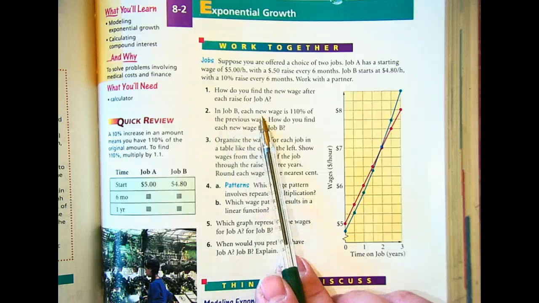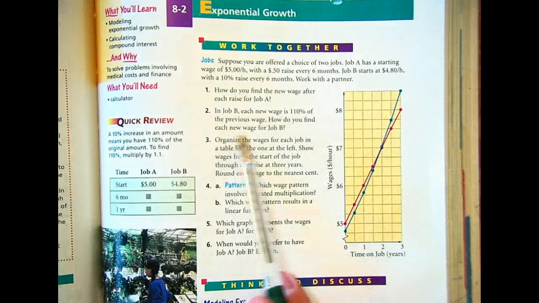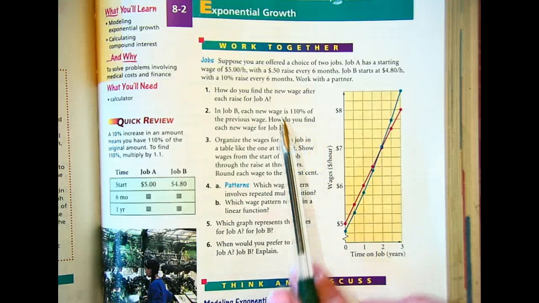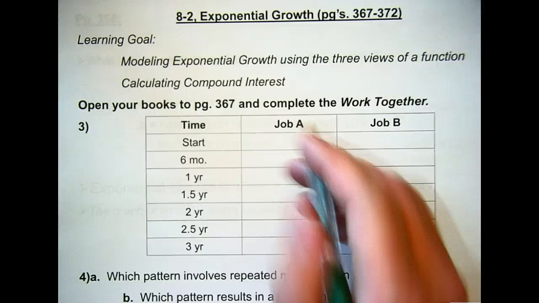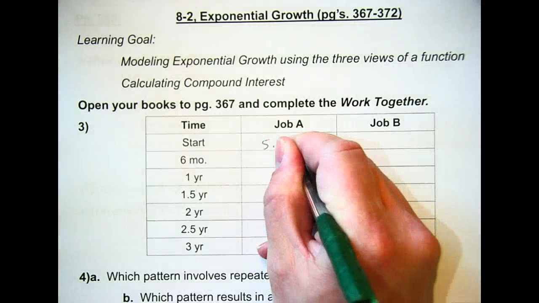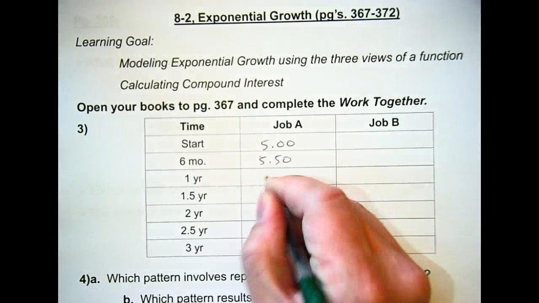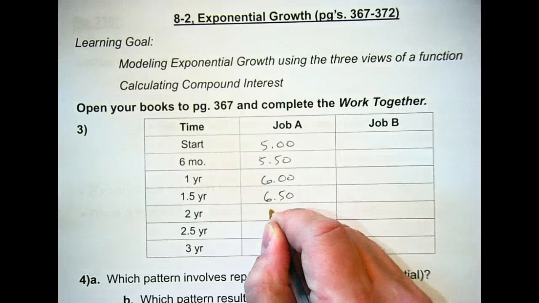Number 2, in job B, each new wage is 110% of your previous wage. How do you find the new wage for job B? Multiply by 10%. Okay, yeah, we're increasing 10%. Now, here's where some of us may struggle a bit. We get job A. We start at $5. This is now $5.50. Here is 6. And so on, right? We keep going.